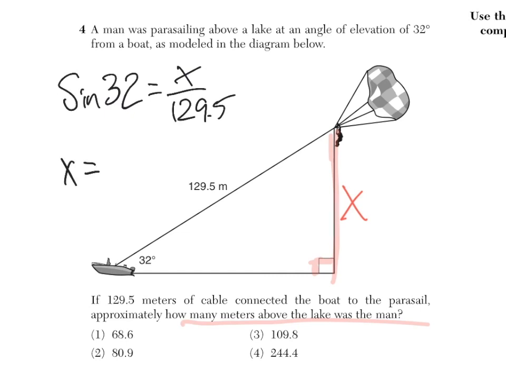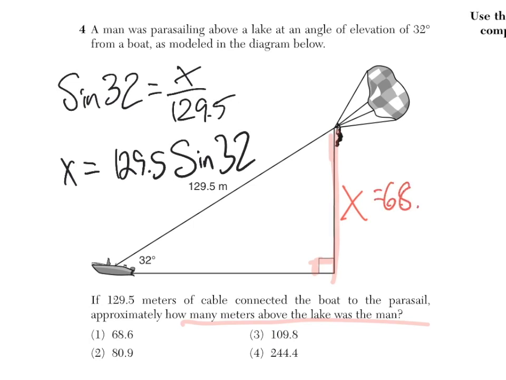So x equals 129 and a half times sine 32. When you pop that in your calculator, we can figure out that x equals 68.6245 and so on. We're rounding. It says approximately. And I noticed that of these four options, option number one, 68.6, is the correct answer.